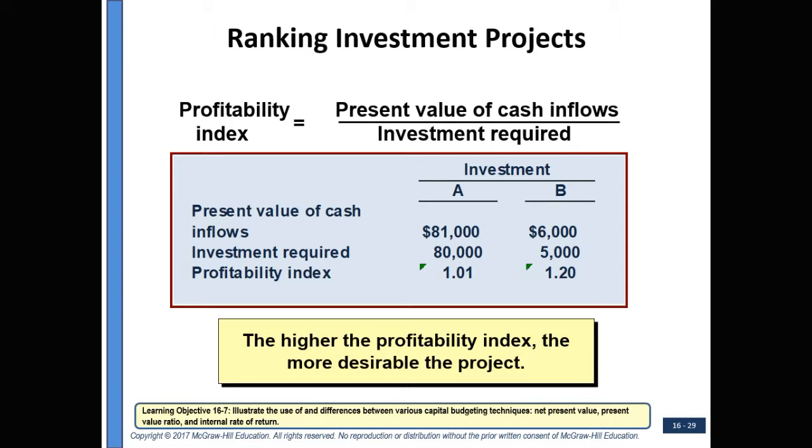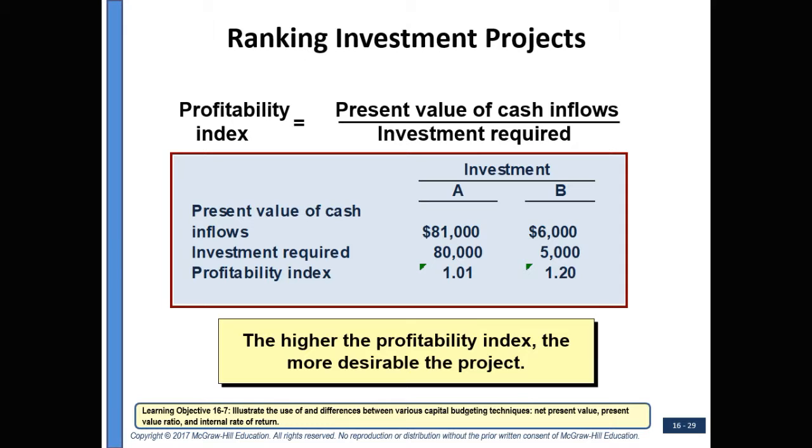Profitability index is the present value of cash inflows divided by the investment required. The higher the profitability index, the more desirable the product. Here we have investment A, which has a present value of cash flows of $81,000. It requires an $80,000 investment. This project A has a profitability index of 1.01. Investment B has a present value of cash inflows of $6,000 and requires a $5,000 investment. Thus, it has a profitability index of 1.20.